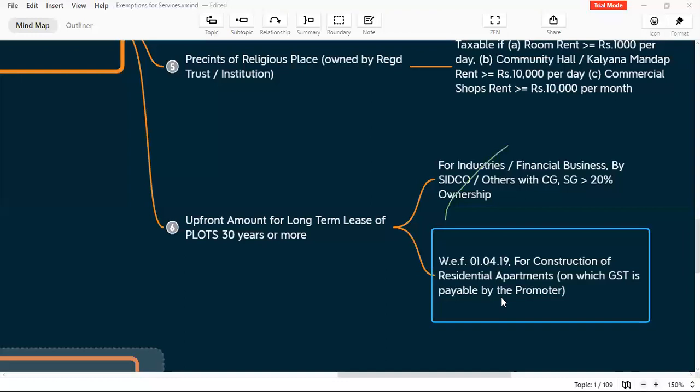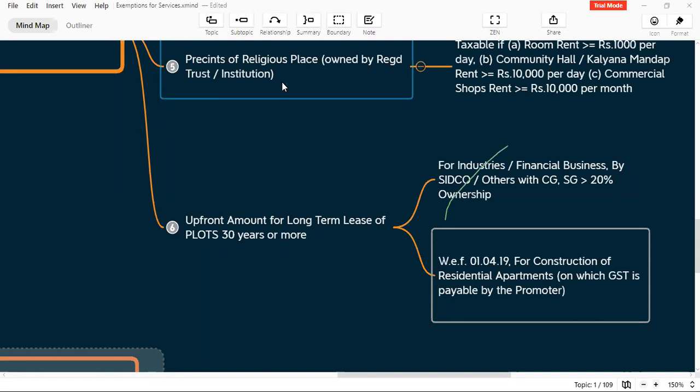Let me give an example to make it a little more clear. I own a piece of land, let's say 2,400 square feet. I have given this land on lease to you. You are going to construct the building and sell. It's quite simple. Now, when you are selling, there are two options. You could sell before completion, or you could sell after completion. Let's say you have sold all your flats after completion. Then you will not be paying any GST, and this exemption will not apply.